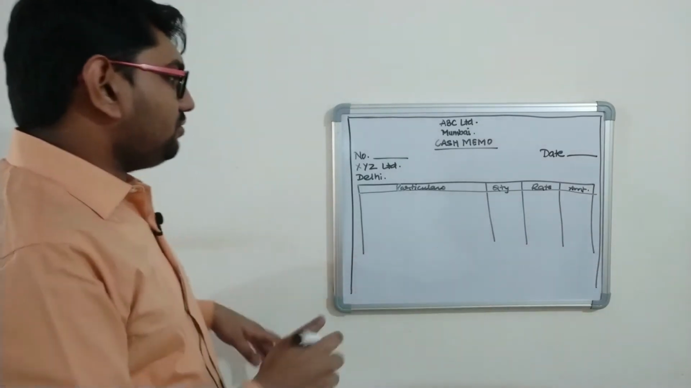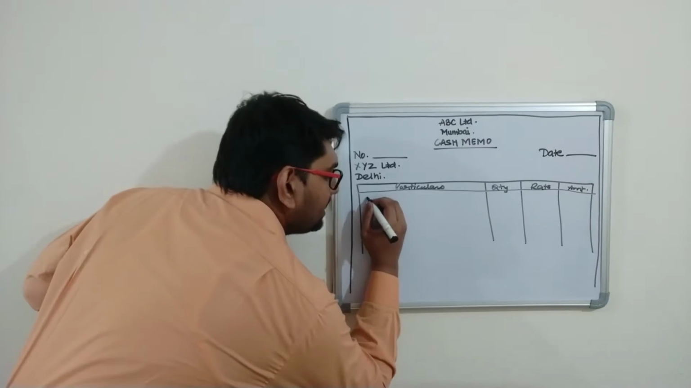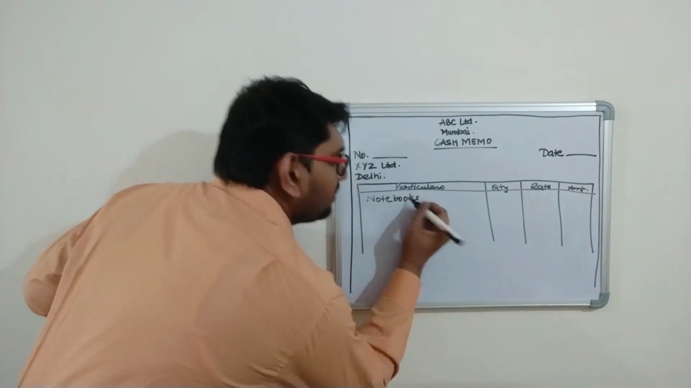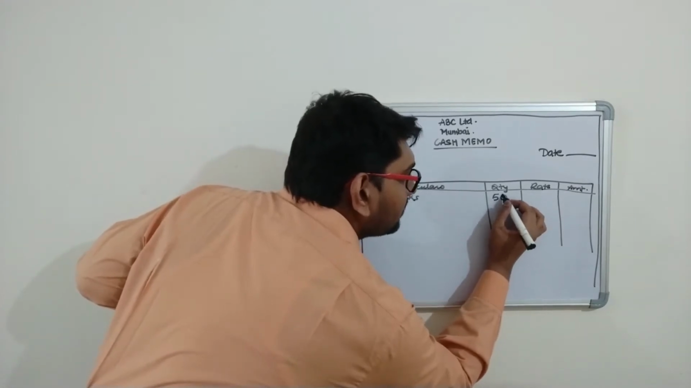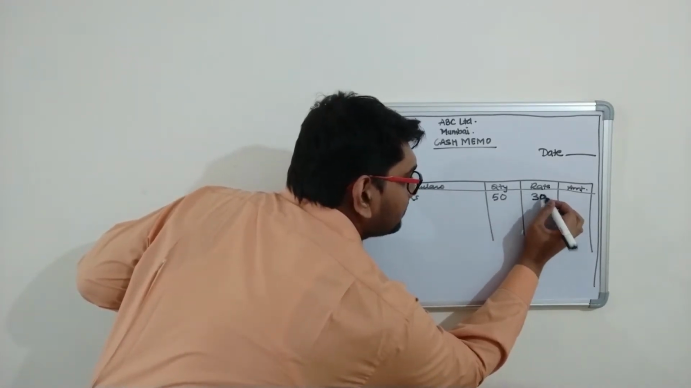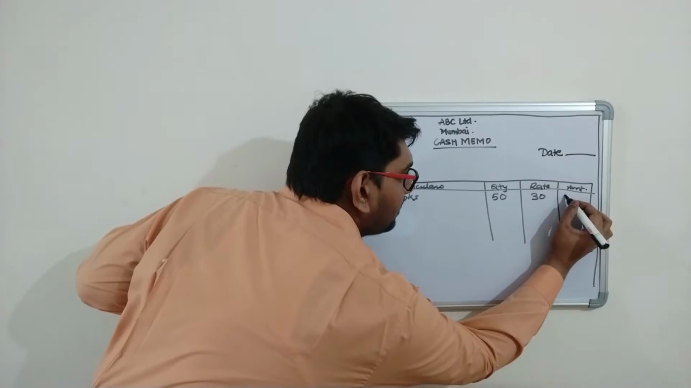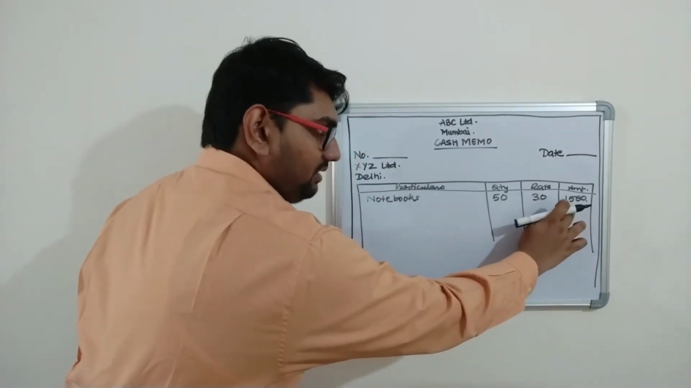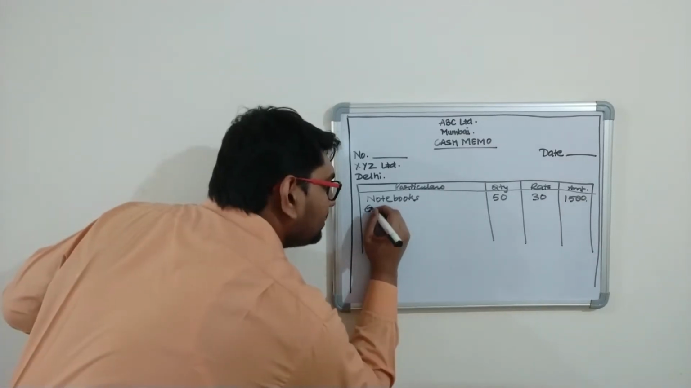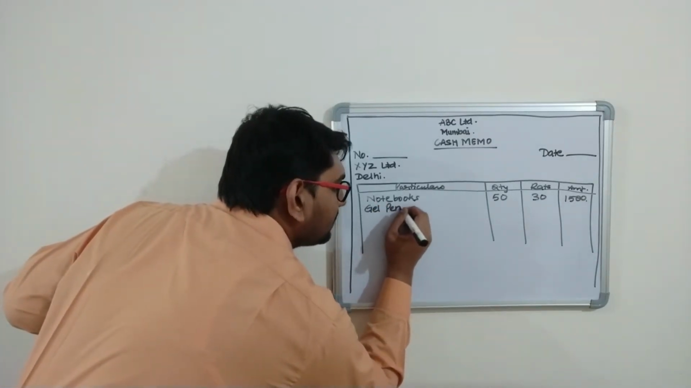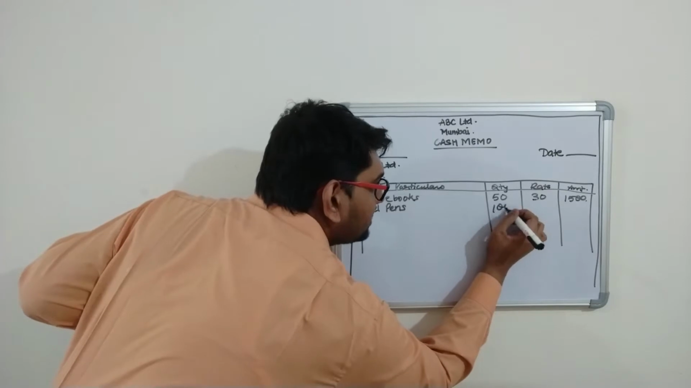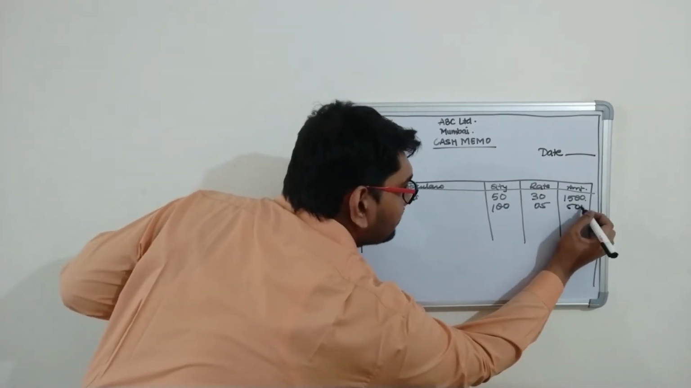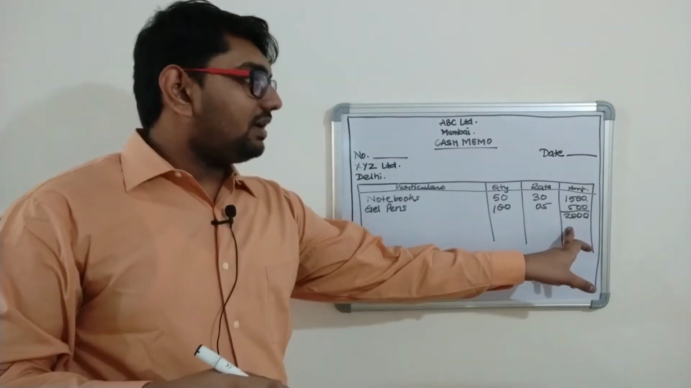Let us assume that XYZ Limited has purchased notebooks, around 50, and the rate is 30. So the amount will be 1500. 50 into 30, 1500. And gel pens, around 100 gel pens of 5 rupees each, which will be 500. So my amount over here is 2000.